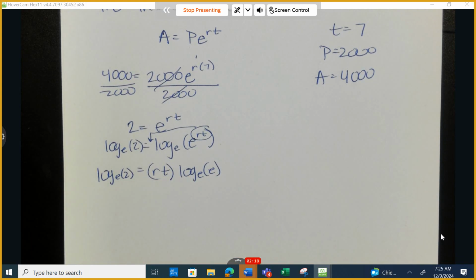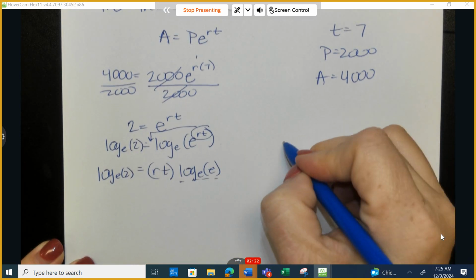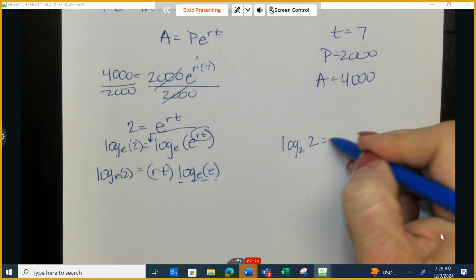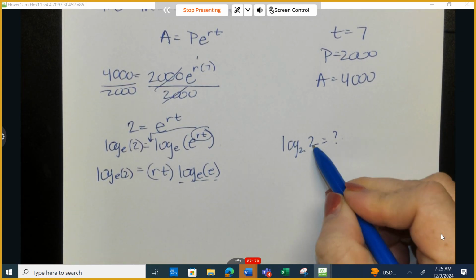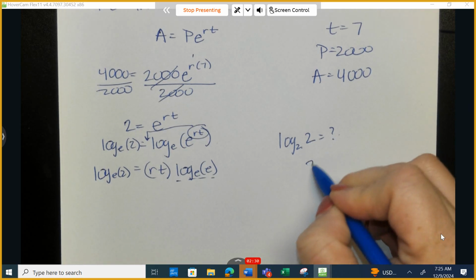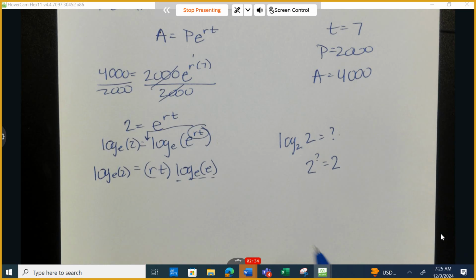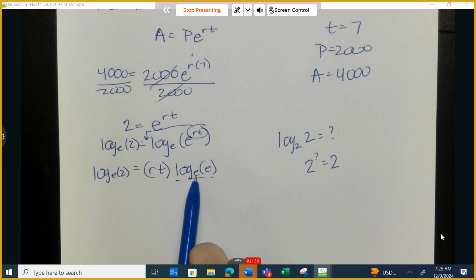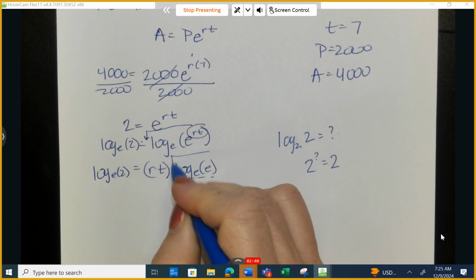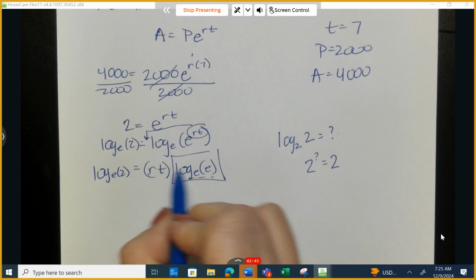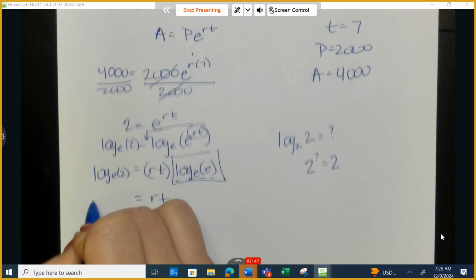Now, I'm going to take a second and just review this concept, since we've had a weekend. If I said to you log base 2 of 2, what does that mean? It means what value do we have to raise 2 to in order to equal 2? So 2 raised to what value equals 2? And the answer is 1. As long as the base of the log is the same as the number behind it, this will always equal 1. Every single time. So I have rt times 1, which is simply rt.